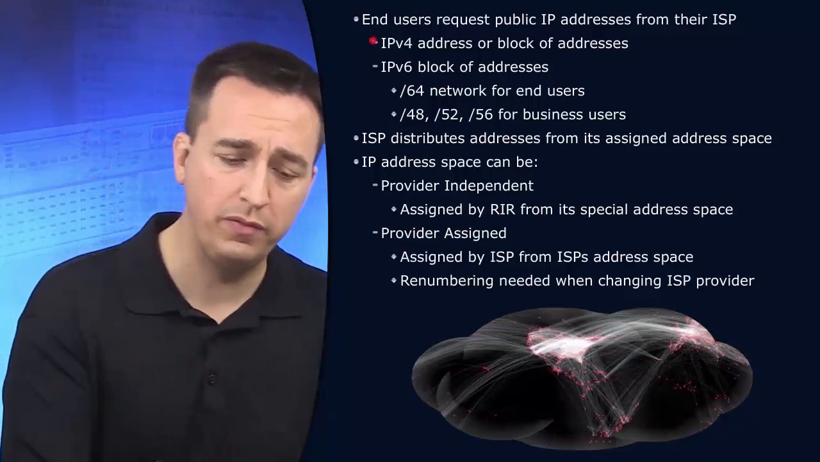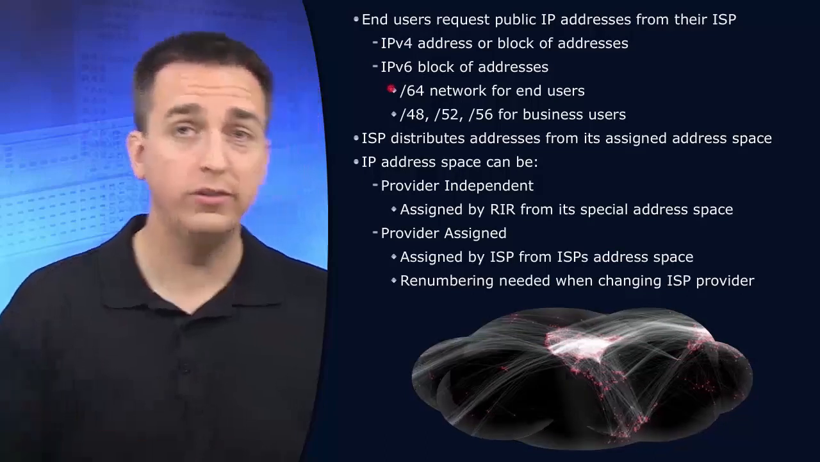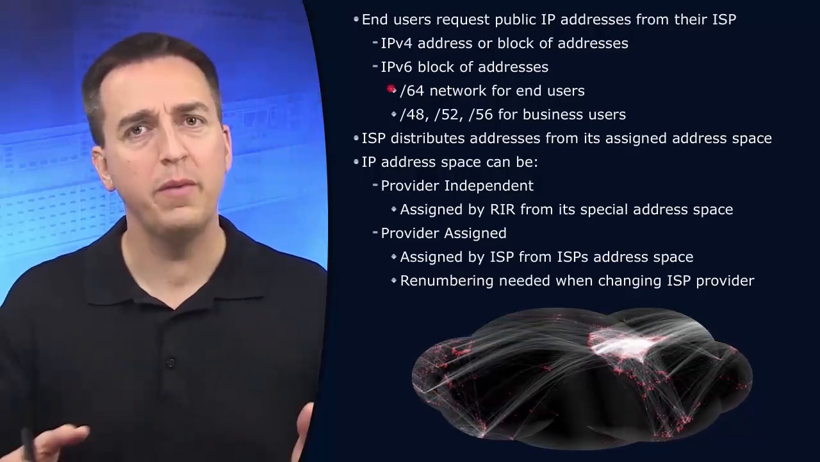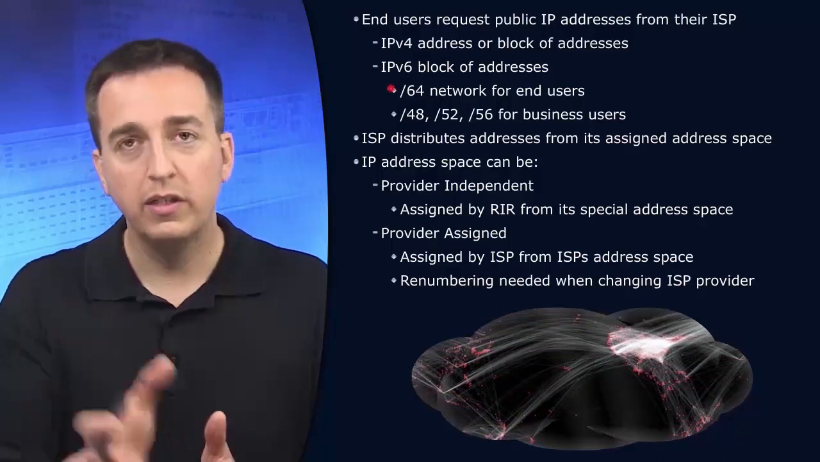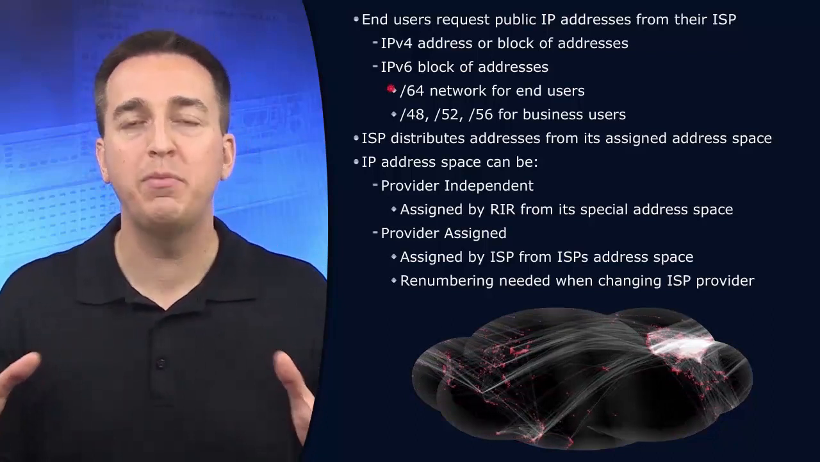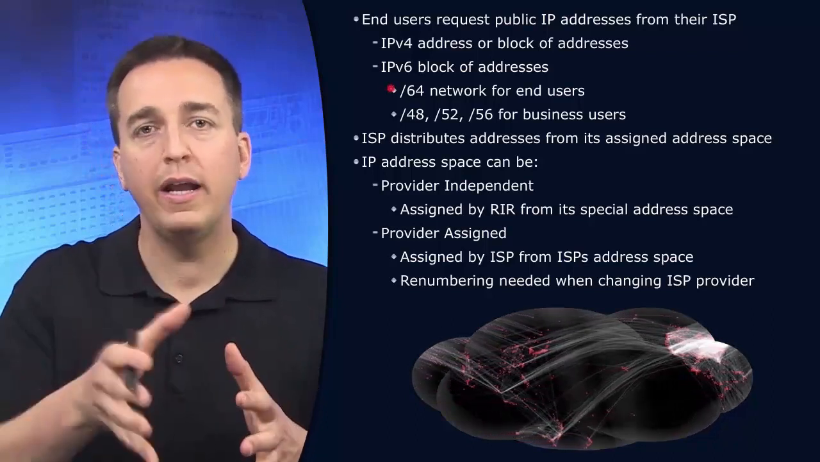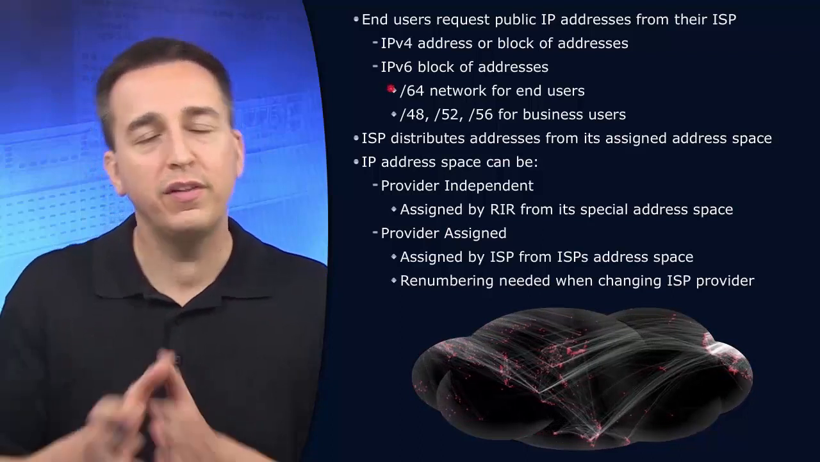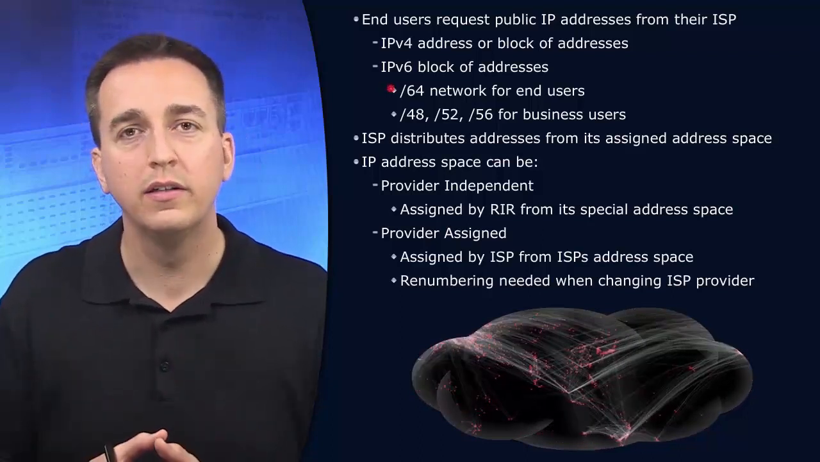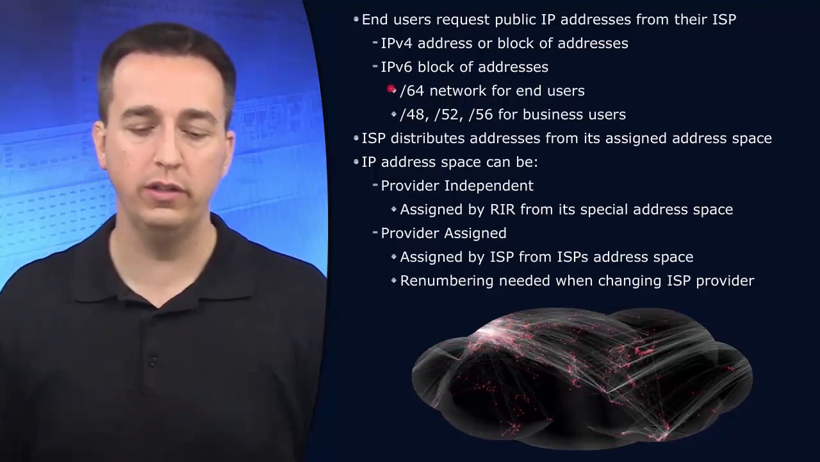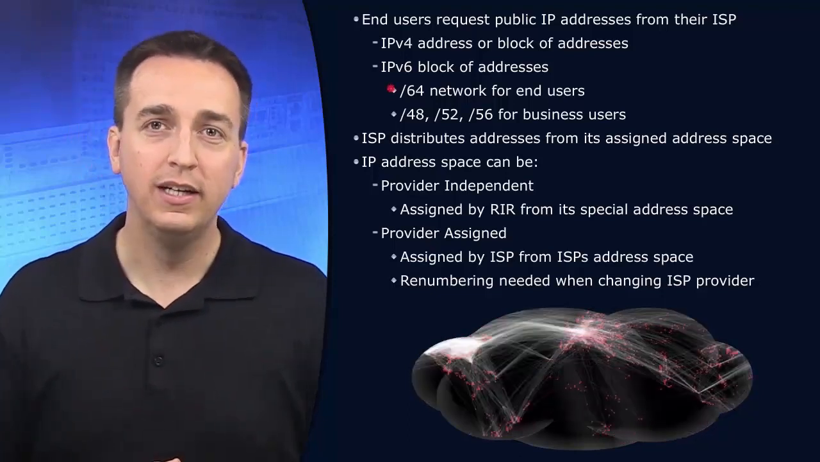However, if you're dealing with IPv6, if you're an end user, you're going to get a /64. And if you remember, with IPv6, you have a 128-bit IPv6 address, which is cut right in half. That's that /64 mark. Everything to the right of the /64 is your interface identifier, or the host portion of that IPv6 address. So what does that mean?